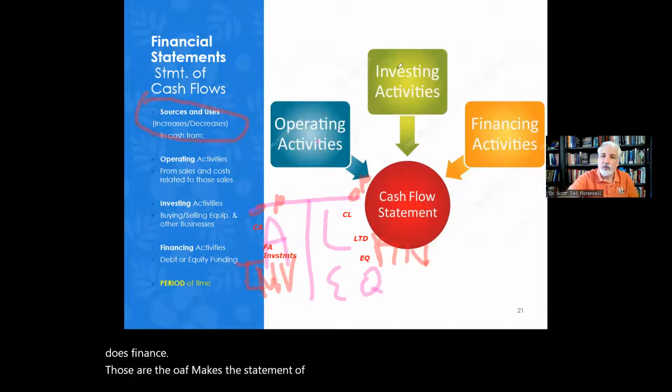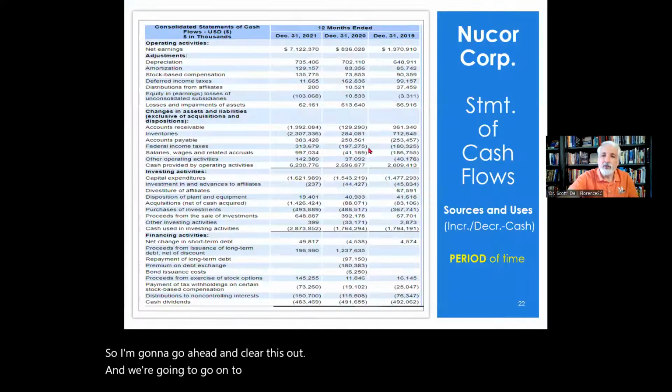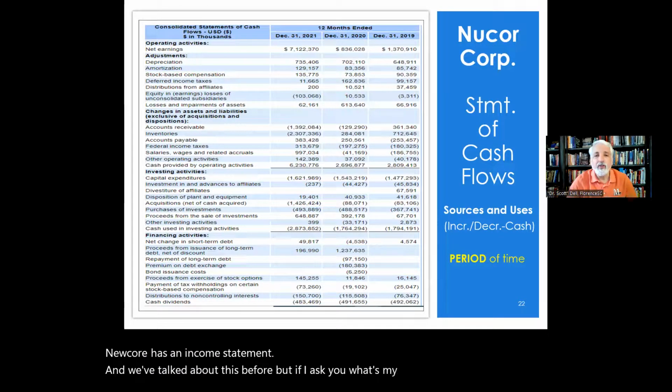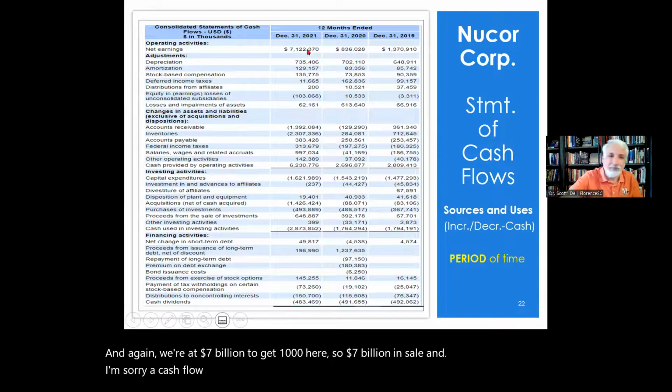So I'm going to go ahead and clear this out, and we're going to go on to the next slide. And you'll see we've got Nucor. Nucor has an income statement. And we've talked about this before, but if I asked you what my sales are for December 31, notice it says 12 months ending at the top. And again, we're at $7 billion. I get thousands here, so $7 billion in sales. I'm sorry, a cash flow statement. I'm back to the income statement.